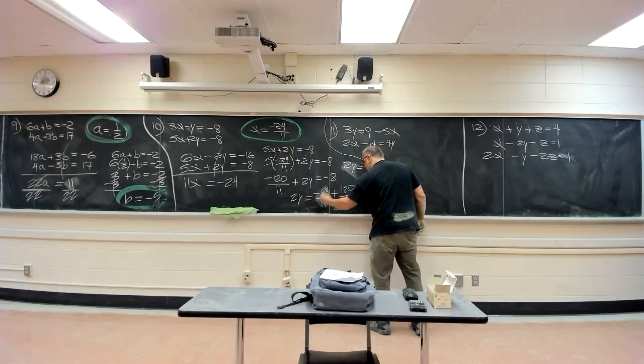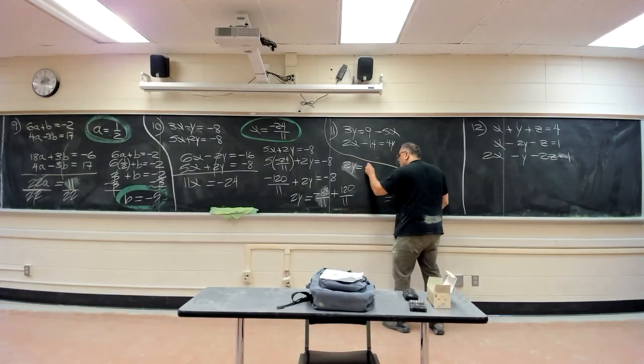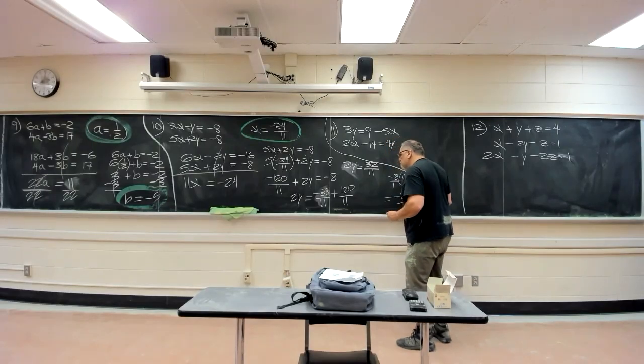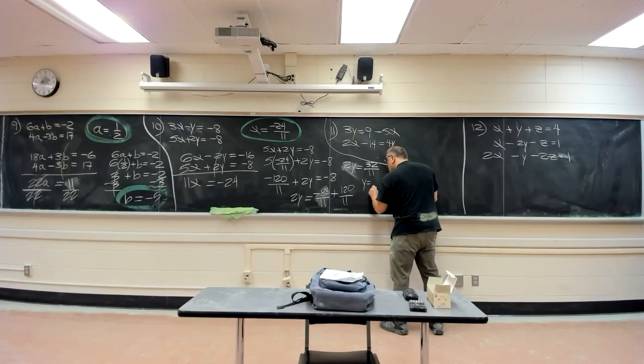2y is 2y. Add these two, and you get 32 over 11. Yeah, sure sounds about right, doesn't it? 32 over 11, divide by 2 on each side, or multiply by a half on each side.